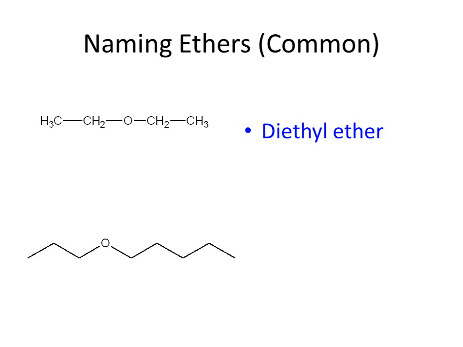If we look at the carbon groups on either side of the oxygen, to the left of the oxygen you have a 3-carbon group, which would be propyl, and on the right you have a 5-carbon group, which would be pentyl. And again, putting them in alphabetical order, your correct name here would be pentyl propyl ether.